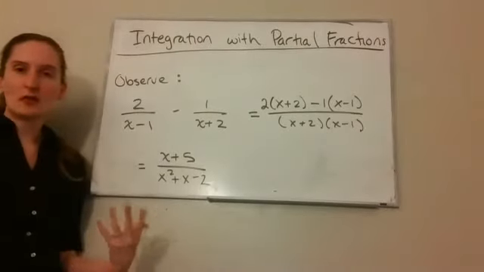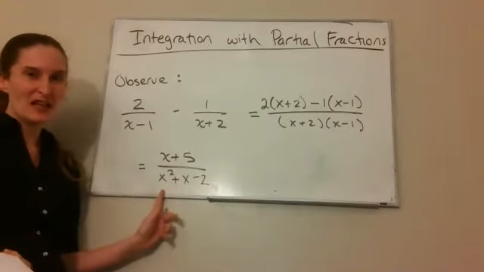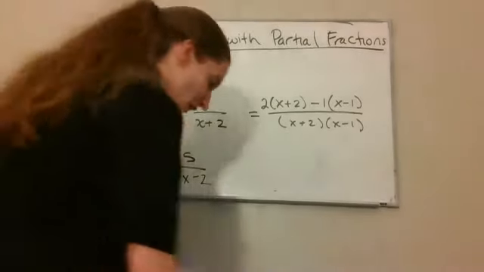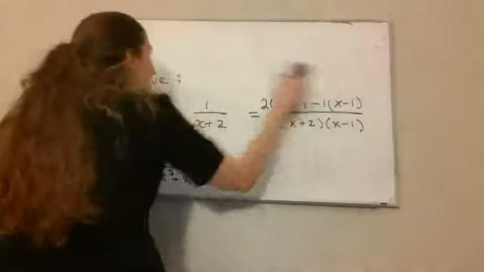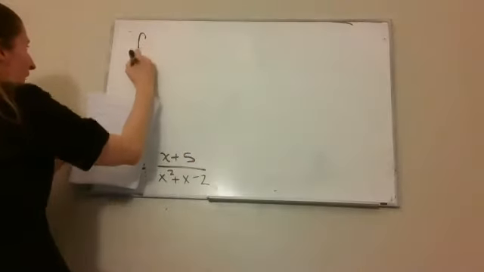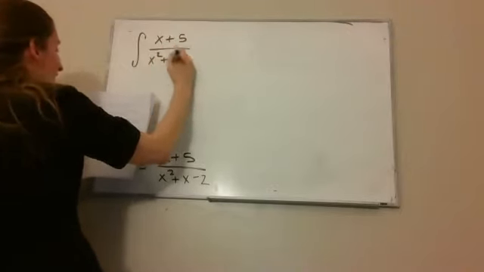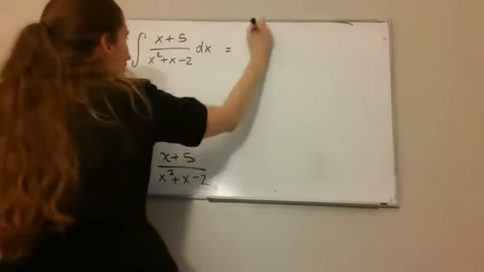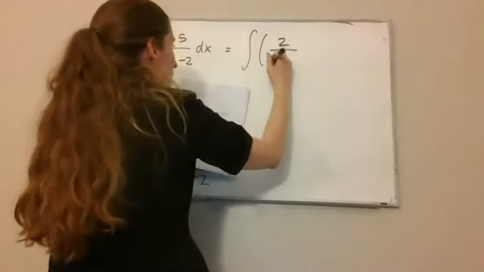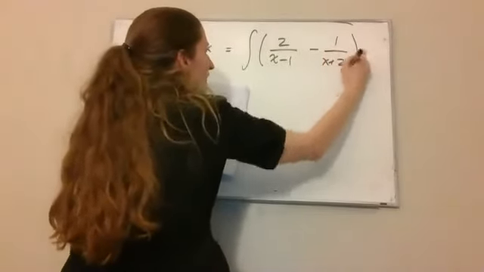Now, the goal that we're going to have in this section is we're going to be integrating functions that look more like the ending here and doing this procedure backwards to write it as easier functions to integrate. So without even showing you how we do it backwards yet, perhaps we have to integrate this function I just found here, the integral of x plus 5 over x squared plus x minus 2 dx. Well, going backwards in the work I just erased, this is equal to the integral of 2 over x minus 1 minus 1 over x plus 2 dx.